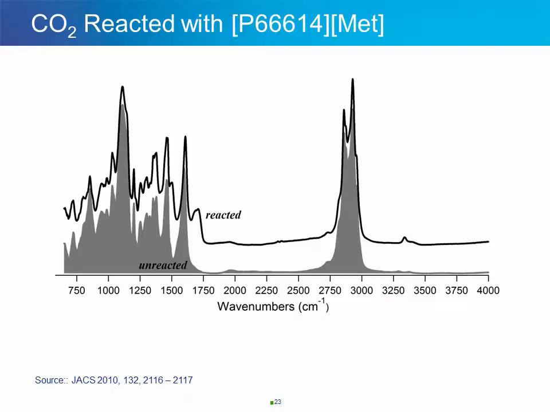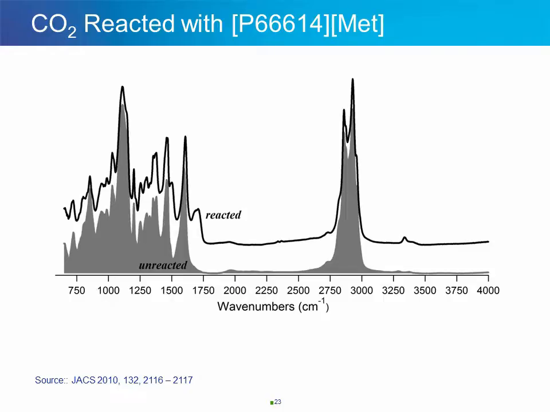This FTIR spectrum of P66614 MET, which is a methionate species, came from the supporting information and shows similar features. The NH2 group in the unreacted ionic liquid exhibits symmetric and asymmetric stretches centered at 3,360 wave numbers with a shoulder at 3,300 wave numbers. This pair transforms into a single peak with the shoulder as CO2 reacts. Simultaneously, a new broad peak appears between 1,760 and 1,660 wave numbers.